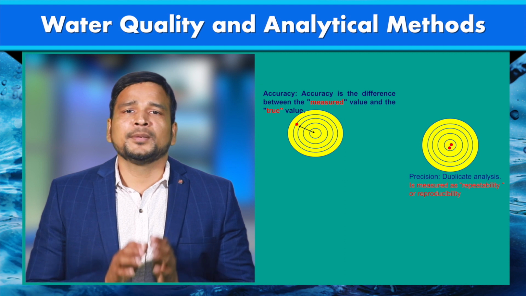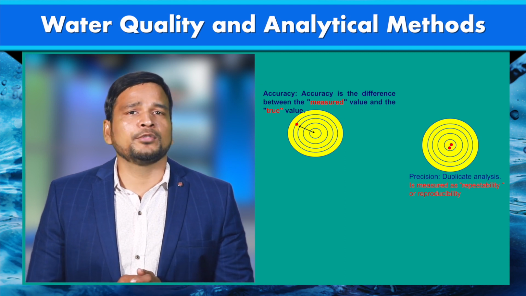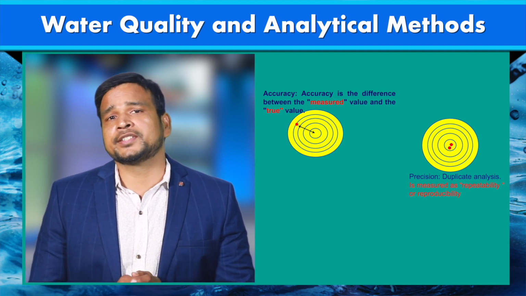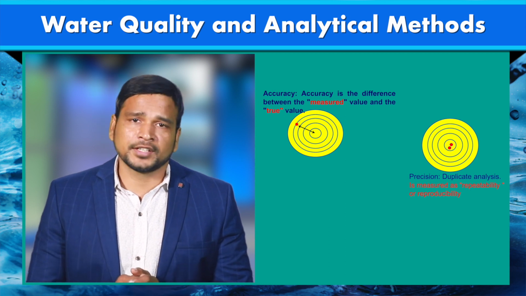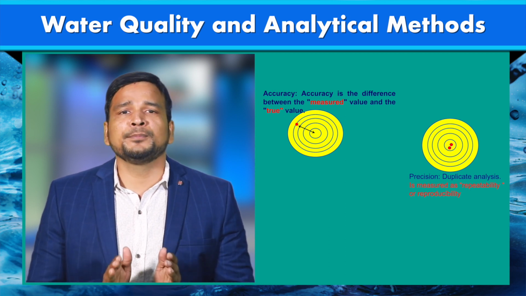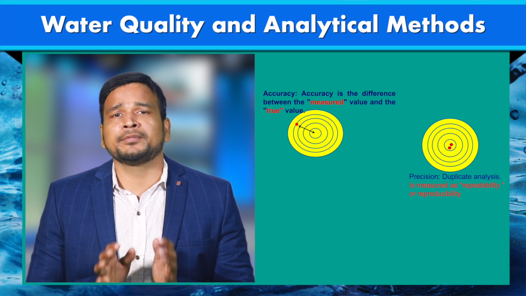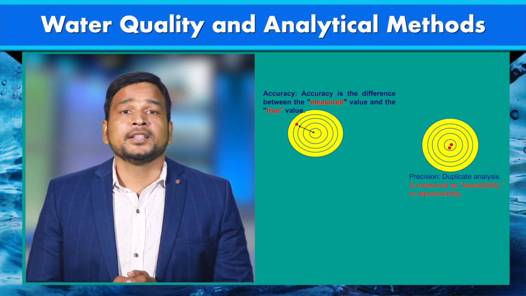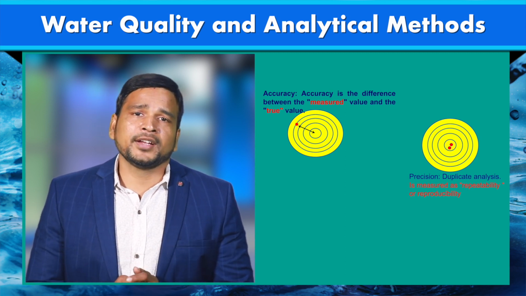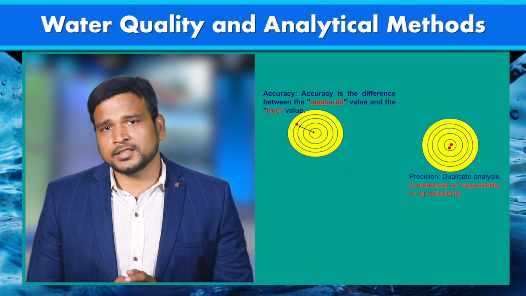The most common way of estimating accuracy is by checking using samples having known chemical concentrations. This type of sample is known as a certified reference material. There are several certified reference materials from various organizations.